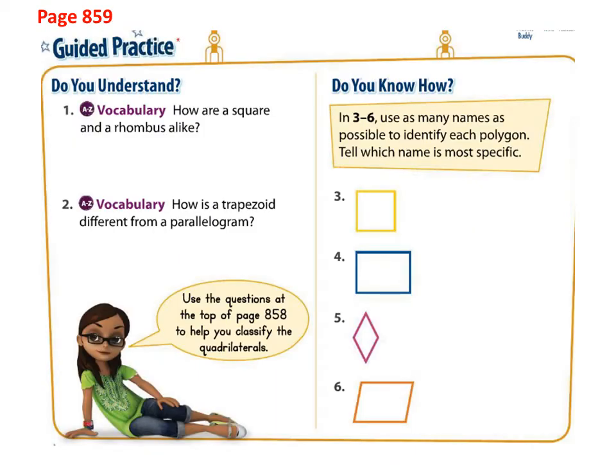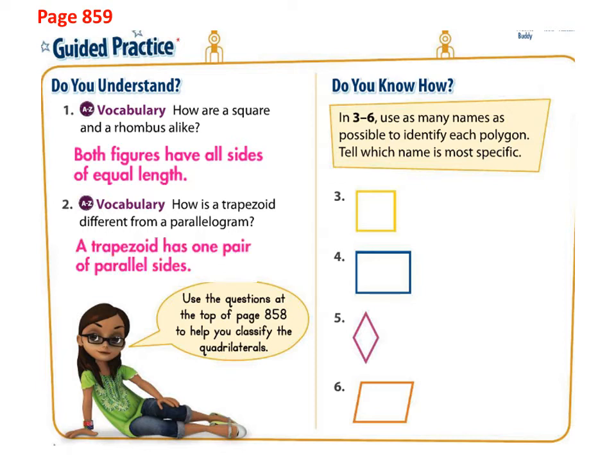Question 1. How are a square and a rhombus alike? The answer: both figures have all sides of equal length. Question 2. How is a trapezoid different from a parallelogram? Simple answer: a trapezoid has one pair of parallel sides.